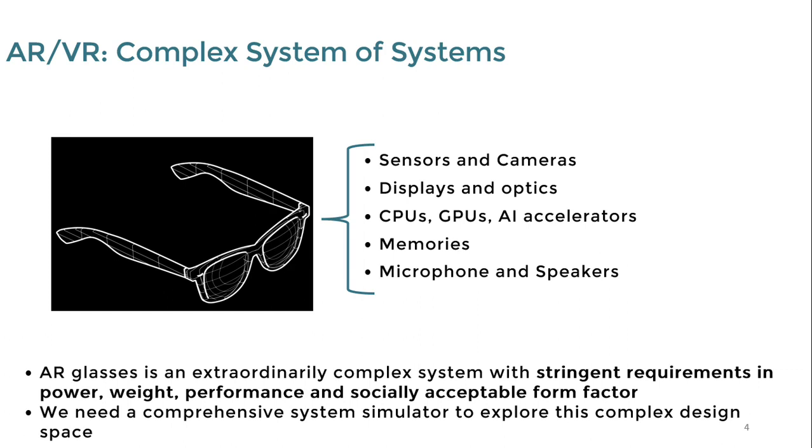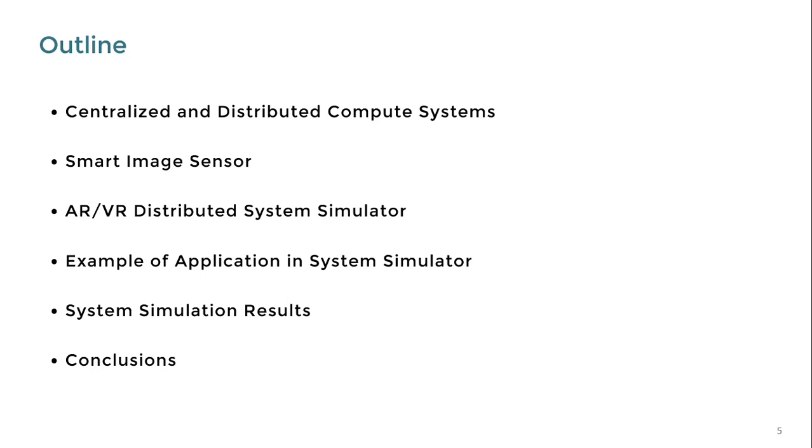So this complex system also gives us a huge amount of opportunities to optimize it. So we need a comprehensive system simulator to explore all this complex design space. The outline of this talk is the following. First, I will talk about the difference between centralized and distributed compute systems. Then I will very briefly introduce our smart image sensor. Then I will talk about the simulator that we are presenting in this talk. Then I will show an example and the result of that example. And finally, we will conclude.